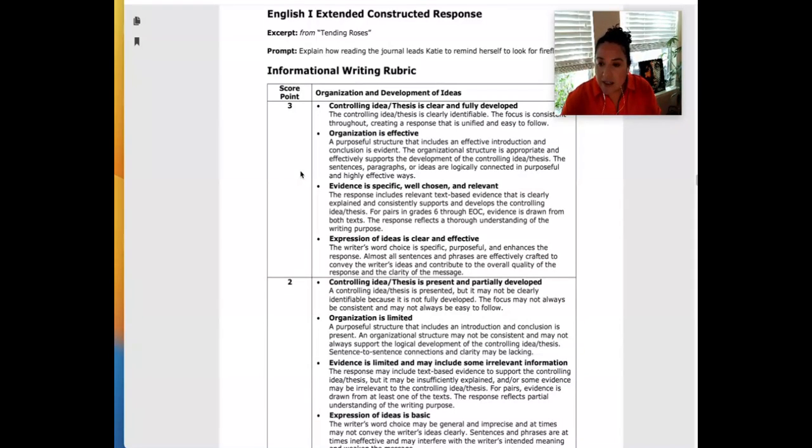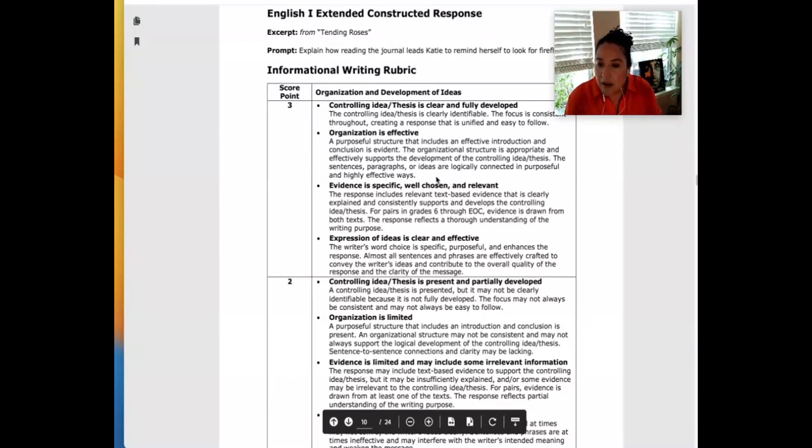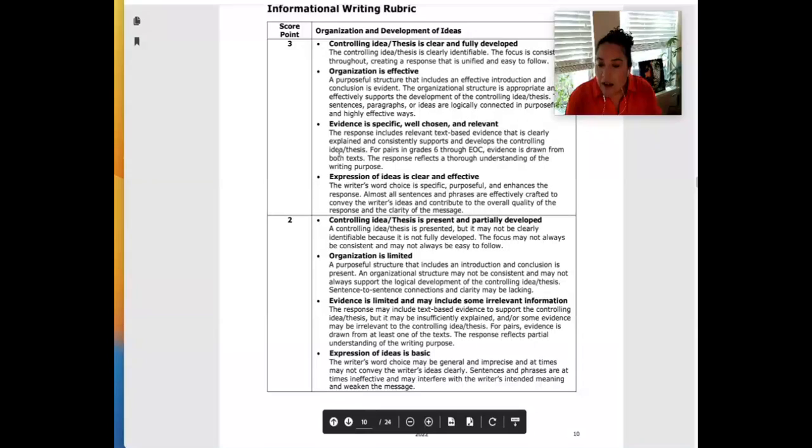Also, as far as the essay develops, all the ideas must be appropriate, and they need to develop and continue to develop that controlling idea or thesis. Evidence. So this is what really makes these essays so different, is that students have to evaluate and select relevant text-based evidence that supports their controlling idea or thesis.